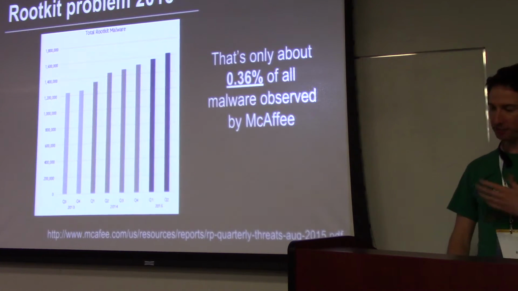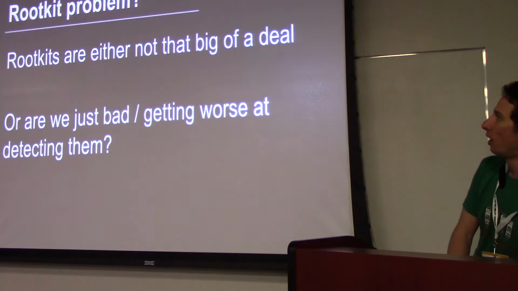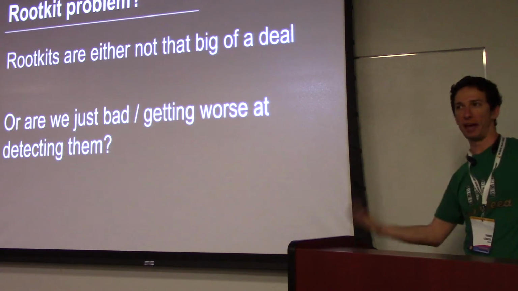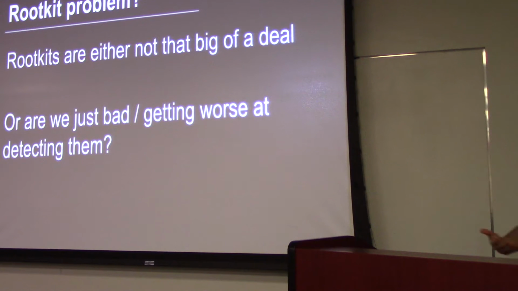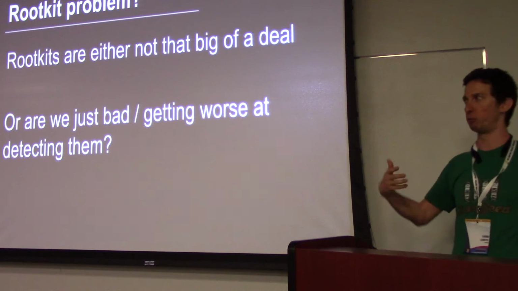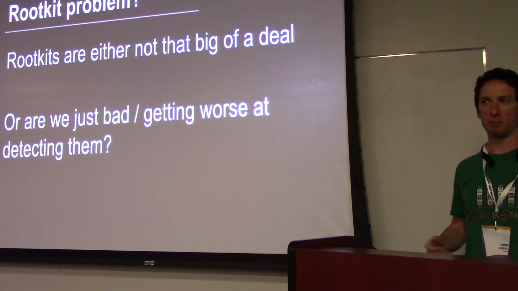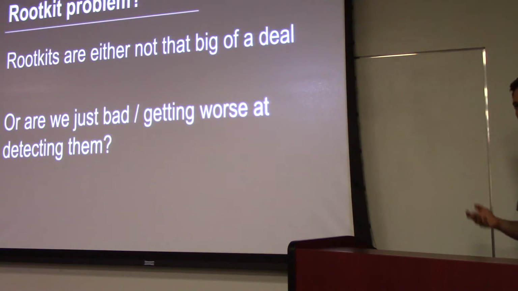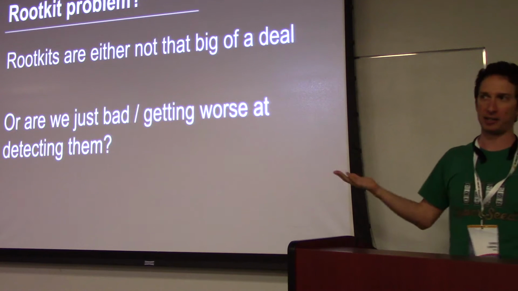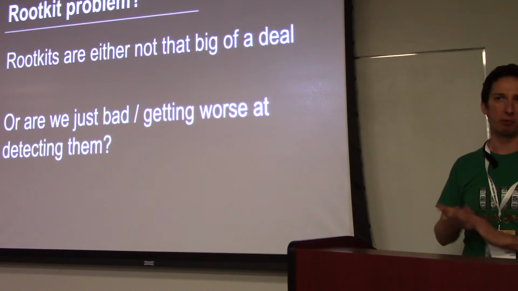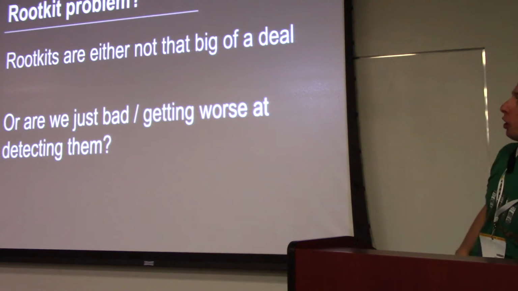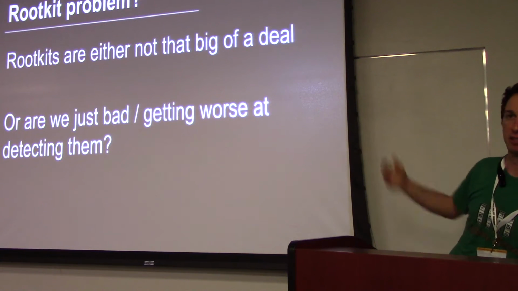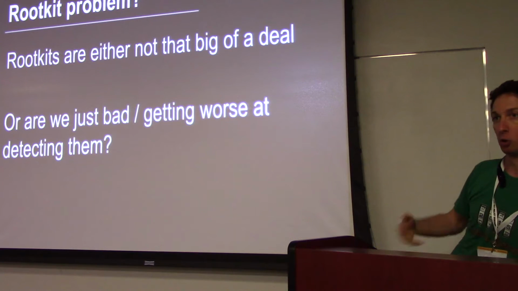The problem with these kinds of statistics is how do you actually detect rootkits? If none of our automatic analysis tools can detect rootkits because they work on the process level and rootkits can hide from them, it might just mean that we are really bad at detecting them. So 0.36% is what McAfee detects. Whether that's an accurate representation of how many rootkits are out there in comparison to all the other types of malware, it's probably a lot higher, because we simply suck at analyzing rootkits in an automatic fashion.